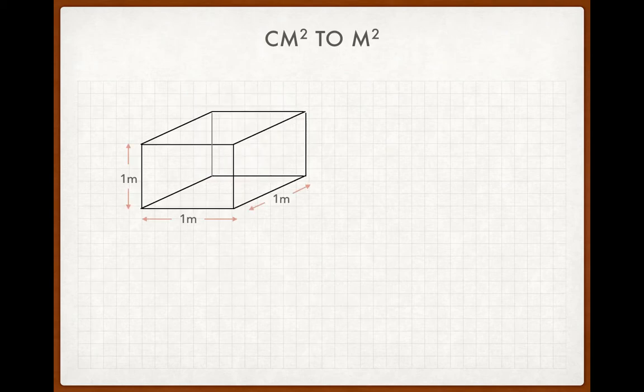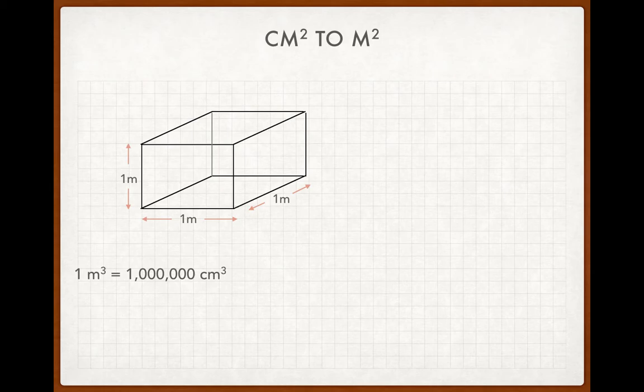The last one is centimeters cubed to meters cubed. We know we're dealing with volume here, and the volume of that shape is equal to 1 by 1 by 1, 1 meters cubed. But remember that 1 meter has 100 centimeters in it as well. So the volume in centimeters cubed is 100 by 100 by 100. That's 1,000,000 centimeters cubed. So 1 meters cubed equals 1,000,000 centimeters cubed.